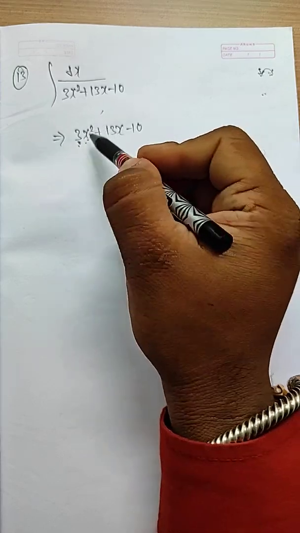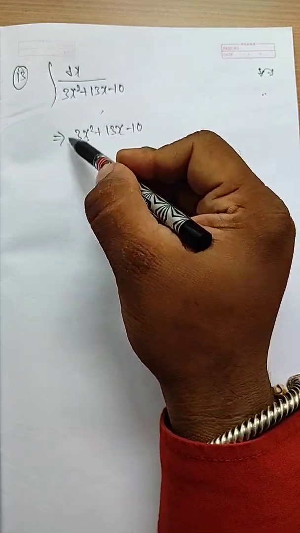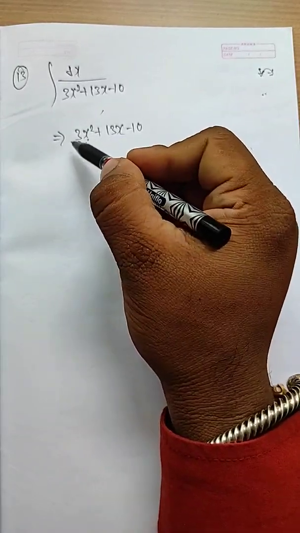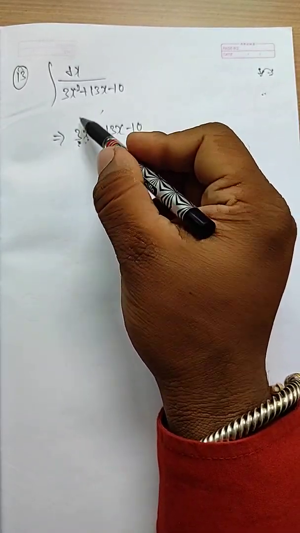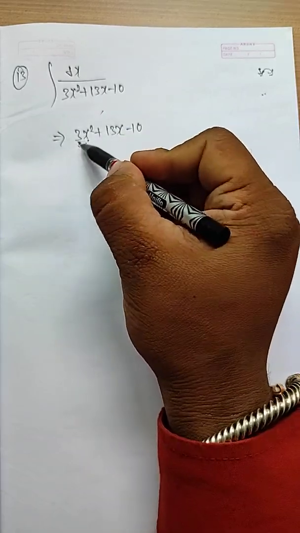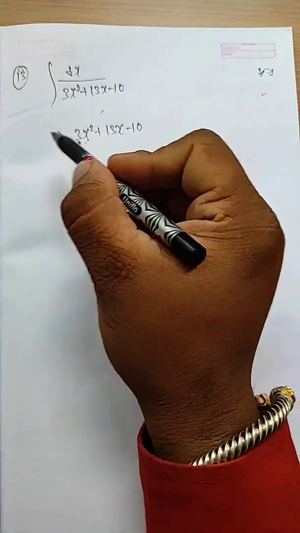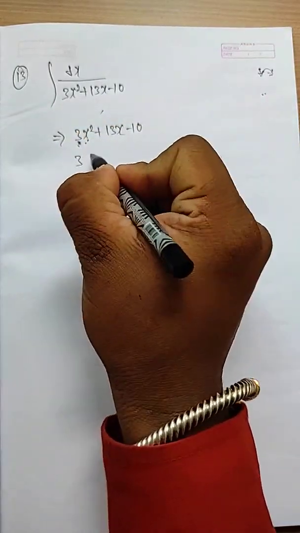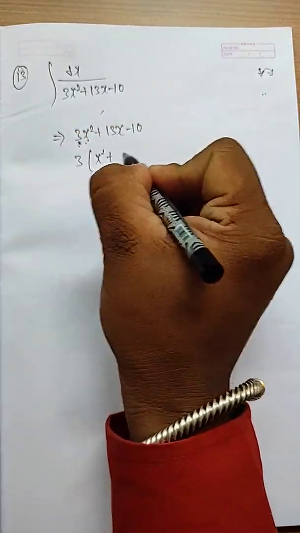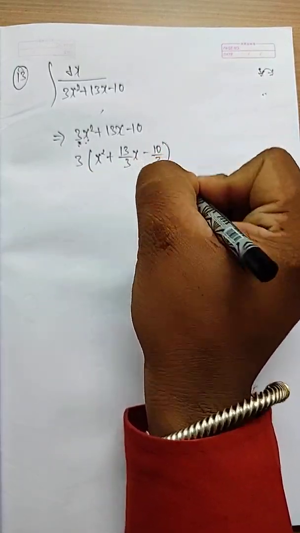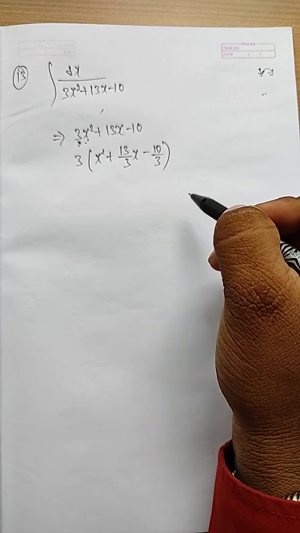So if the x square coefficient is not a perfect square, you want to take it as common. If we had 4 instead of 3, we could write 2x whole square. Now I am taking 3 as common. If you take 3 as common, x square plus 13 by 3 x minus 10 by 3. Is it clear? Is it okay?